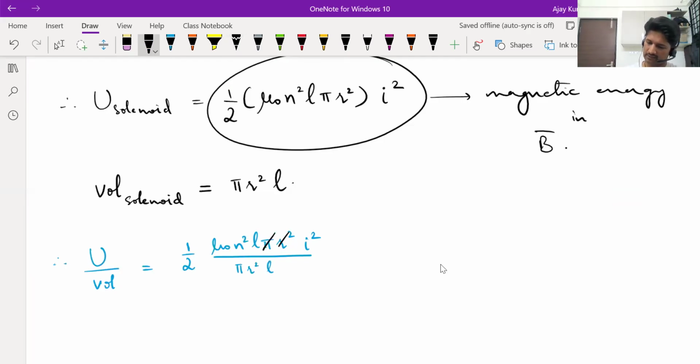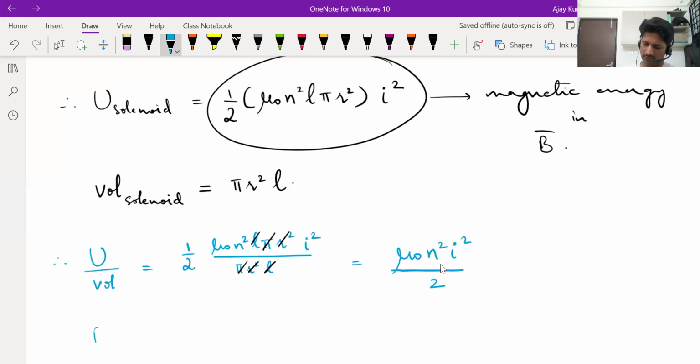Pi R square L cancels. What will you be left with? Mu naught n square I square divided by 2. That is the energy per unit volume in a solenoid. Now our aim was to derive energy per unit volume, that is energy density in a magnetic field, not specific to a solenoid. So we have to express this in terms of the magnetic field.